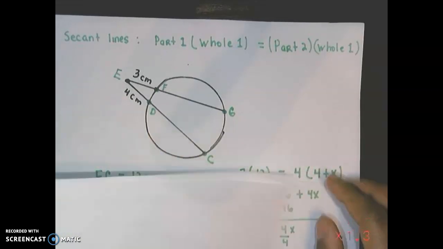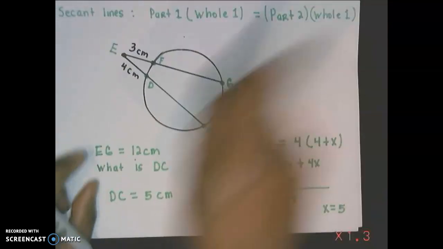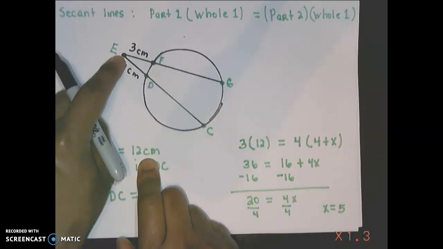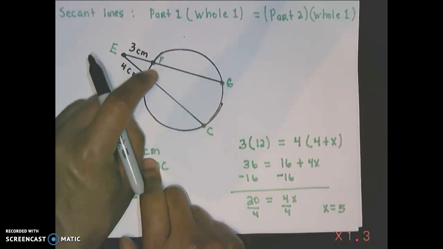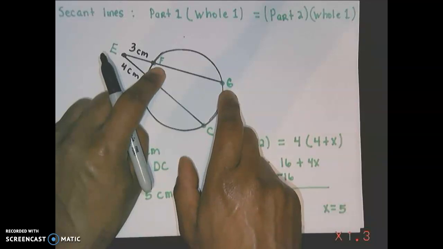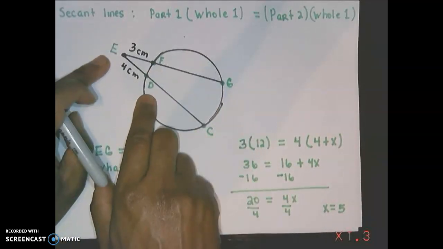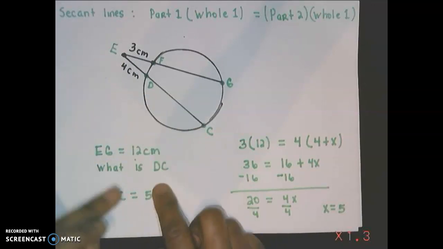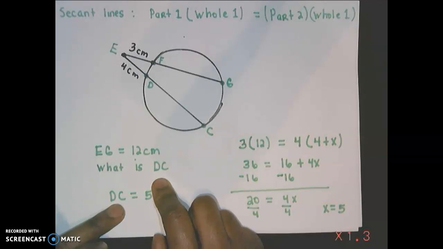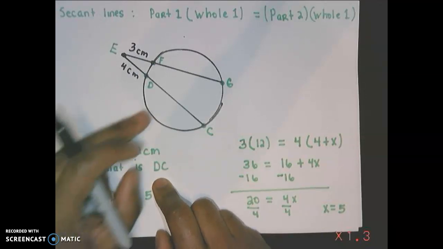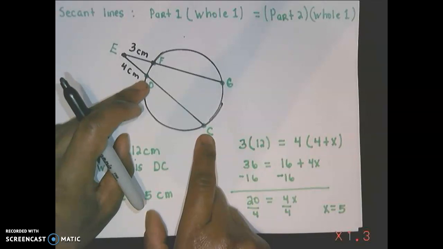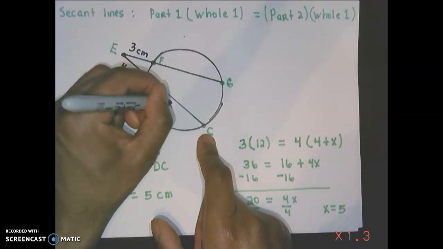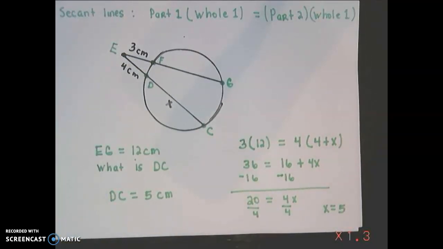The question tells us EG is 12 centimeters. So that means the whole, E to G, is 12 centimeters. So F to G is going to be 9, and E to D is going to be 4 centimeters. But the question asks us to find DC. So DC is just this distance right here. Let's call that X, because we don't know what that value is.